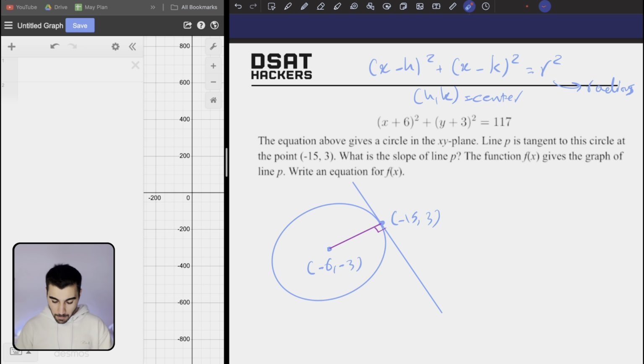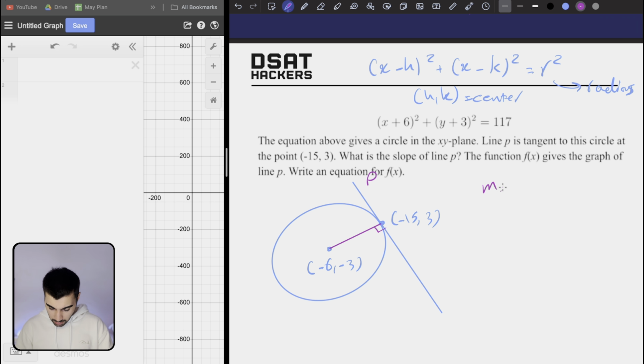And we're looking for the slope of the line P. This is the line P, okay? So how can we find that? If we can find the slope of this line, we can do the negative reciprocal of that, and it's going to give us the slope of this, right? Because the two lines are perpendicular. So how can I find the slope of this line? Using these 2 points. Let's go.